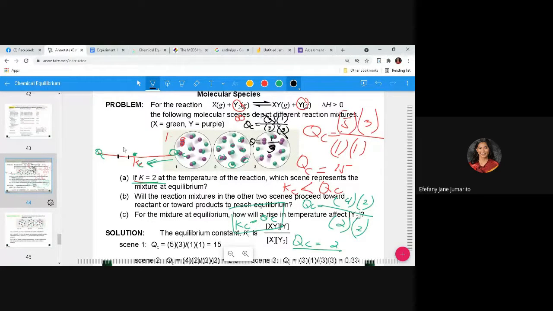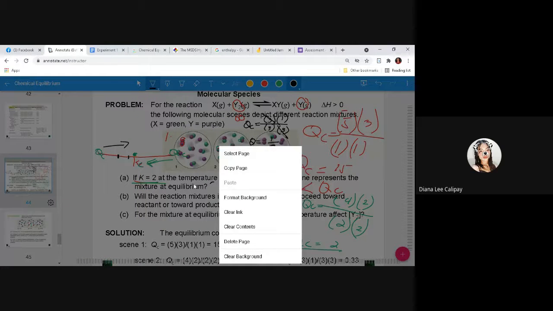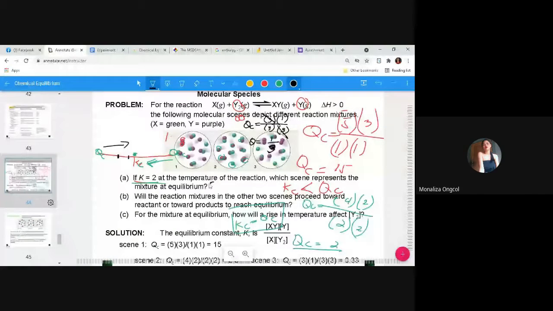So what will happen to the equilibrium? Forward, backward? Forward. It will go forward, towards the products. Okay. So question B: if K is equal to 2 at the temperature of the reaction, which scene represents the mixture at equilibrium? Picture number 2.